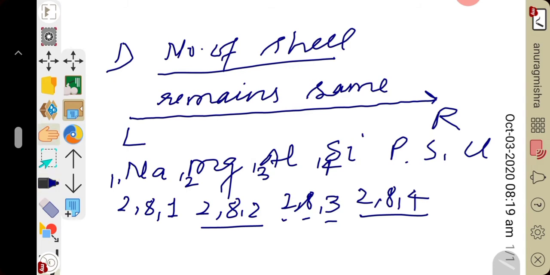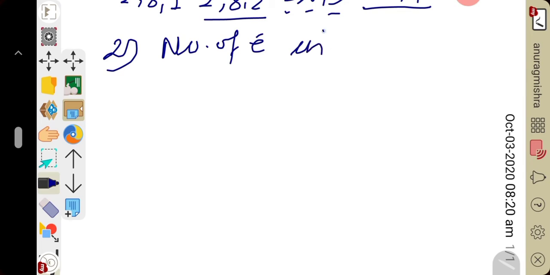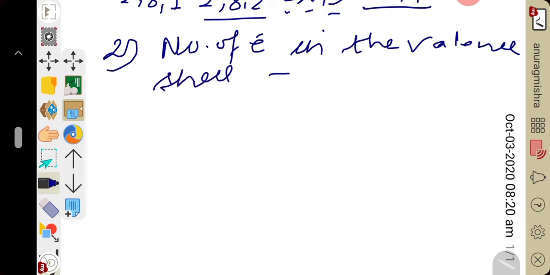Now come to the second general property in a period, the number of electrons in the valence shell. In a given period, the number of electrons in the valence shell increases from left to right. So when we move left to right in a period, the number of valence electrons increases by 1.